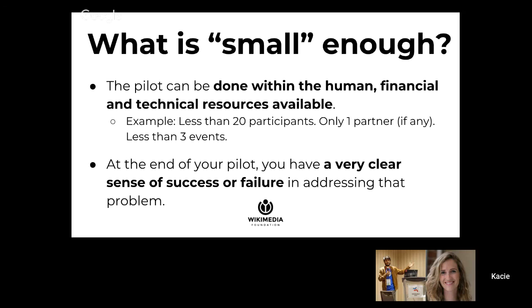So, at the end of your pilot, you should have a very clear sense of success or failure in addressing that problem. That means when you're done with it, you know, well, did this actually work and accomplish what I hoped it would, or did it do something else? When we say success or failure, it can mean a lot of things, but you know if this is something that makes sense to continue.